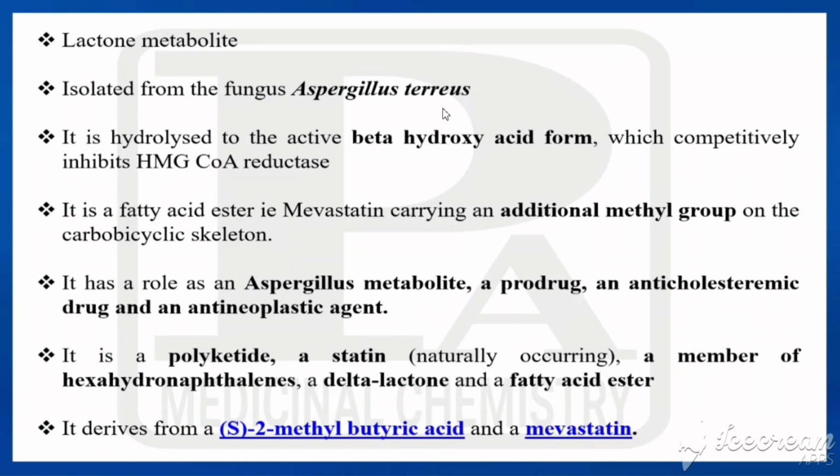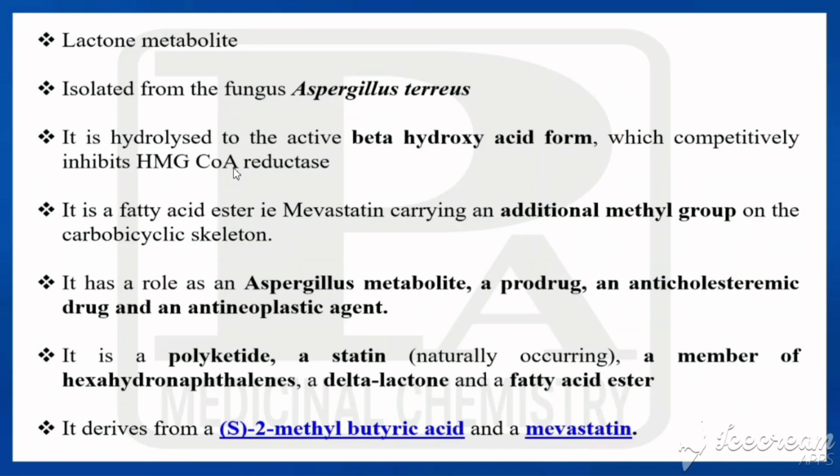Already we have seen the oxane ring. With the oxane ring, it is having oxygen and a ketone at the sixth position. That's why it is a lactone. It is isolated from the fungus Aspergillus terreus, and it is hydrolyzed to the active beta hydroxy acid form. That one competitively inhibits the HMG-CoA reductase.